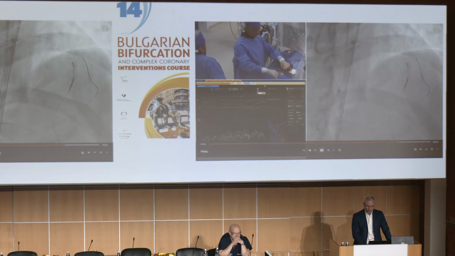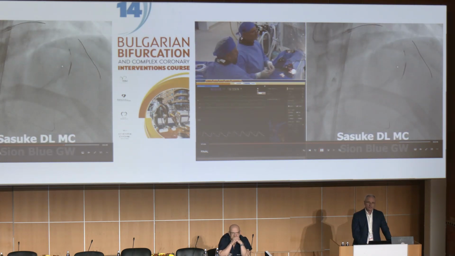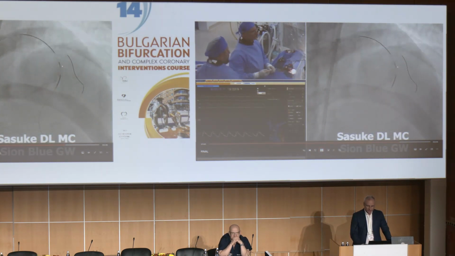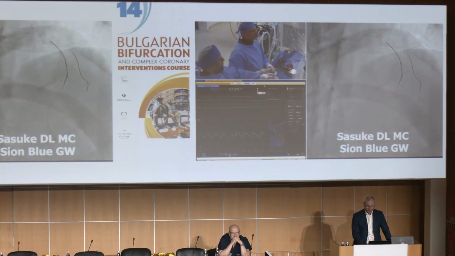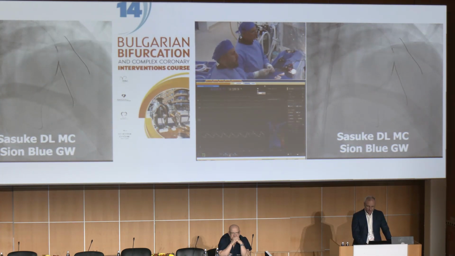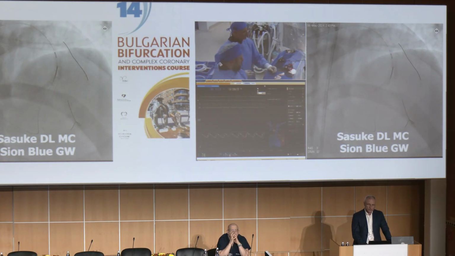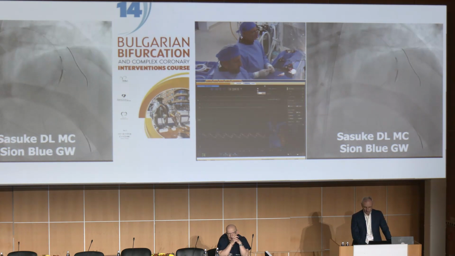And what you see here, we predilated the lesion, and that's another step to do. You're inserting again the dual lumen microcatheter, and you take a routine wire, and now the wire is crossing into the distal part of the LAD, and the procedure becomes more predictable in going to success.